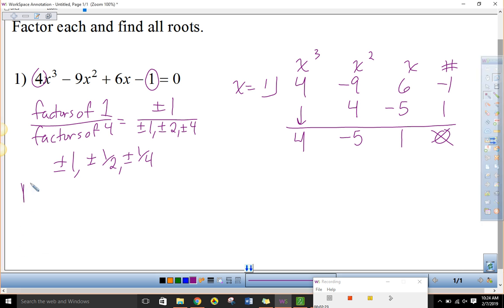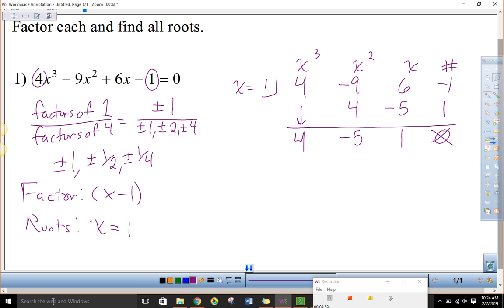x minus 1 is a factor. Very good. So my factor here is x minus 1, because if I put in a positive 1 here, that will give me the 0, right? And then if I'm looking at my roots or my zeros, what does x equal? Positive 1.